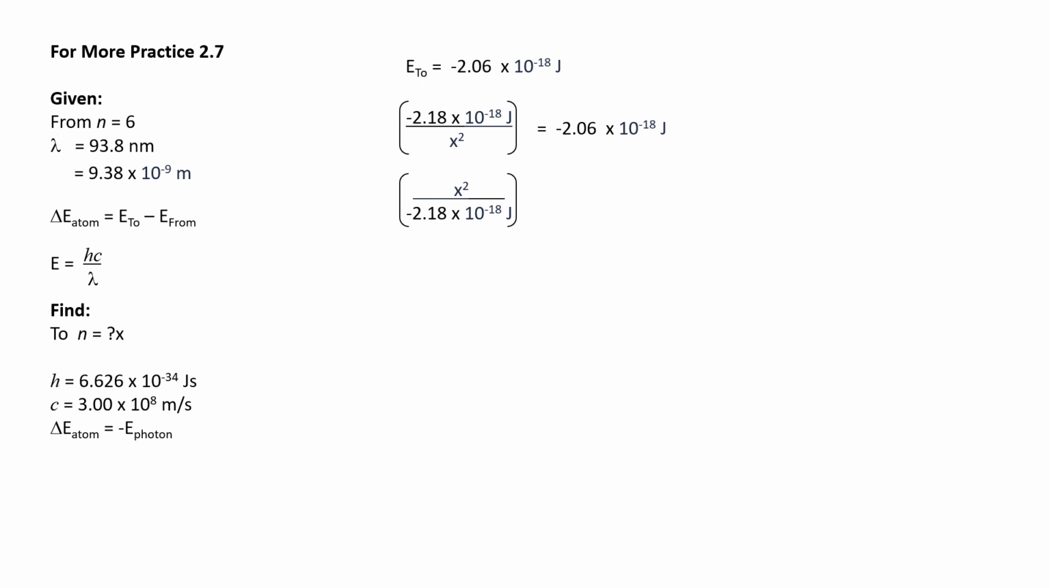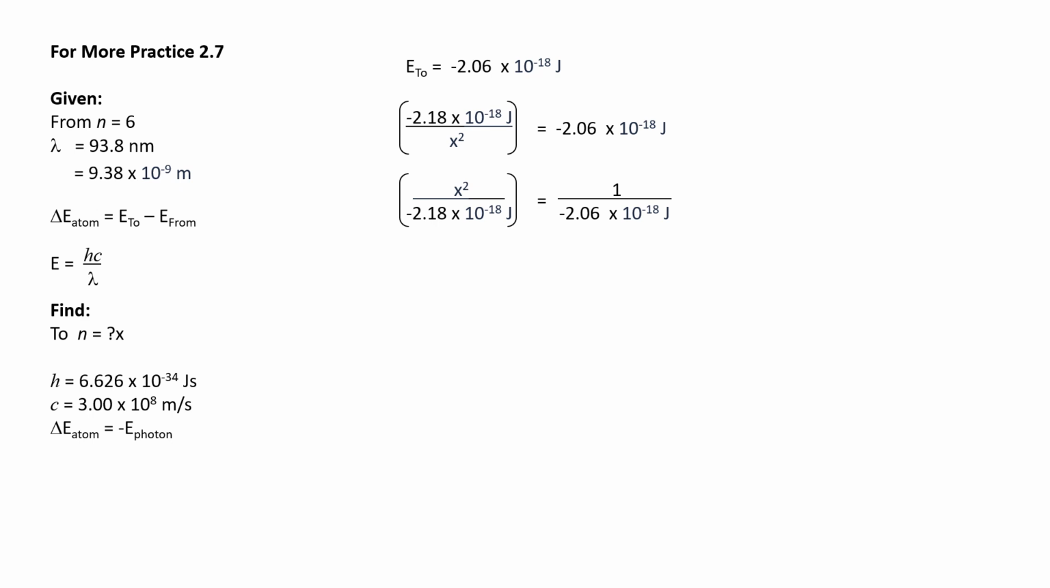Now, if I flip one value on one side of the equal sign, I have to do the same thing on the other side. So for this one, you might think, well, how do you do that? I mean, that's not a fraction. But in reality, this is a fraction, because any value like this, any value that does not have anything in the denominator, always has 1 in the denominator. So we could basically read this as negative 2.06 times 10 to the negative 18 joules over 1. So that when we flip it, it is now 1 over negative 2.06 times 10 to the negative 18 joules.